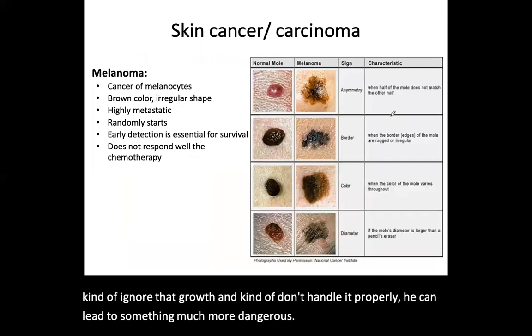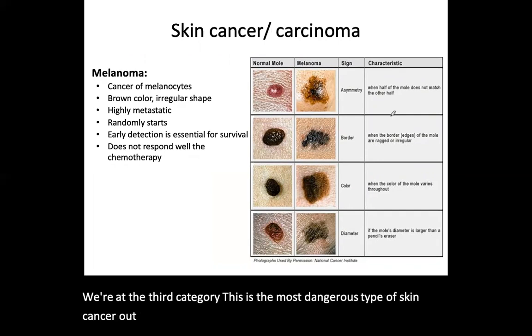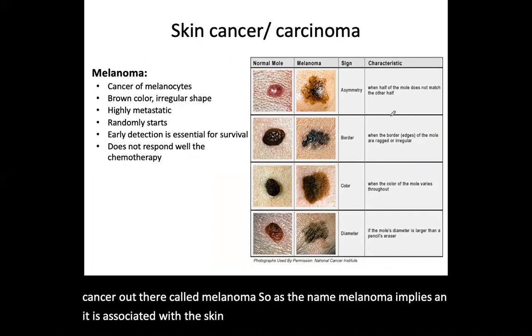Now, we're at the third category. This is the most dangerous type of skin cancer out there, called melanoma. As the name melanoma implies, it is associated with the skin cells called melanocytes. So that should sound familiar to us.